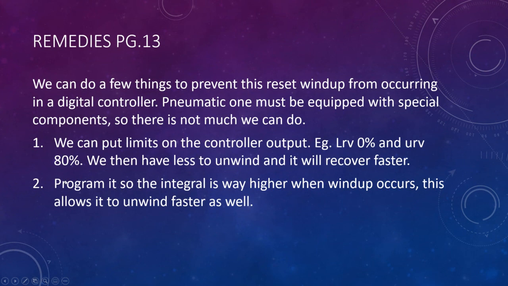The other way that we can eliminate this reset windup is to program our controller so the integral value is way higher when reset windup does occur. The ILM, I think, says to set it 8 to 32 times higher than you normally would. By having that serious multiplication there, it helps you unwind much faster. So the windup still happens, but it unwinds much, much faster. Kind of heavy theoretical stuff, but it's very good process knowledge to know.